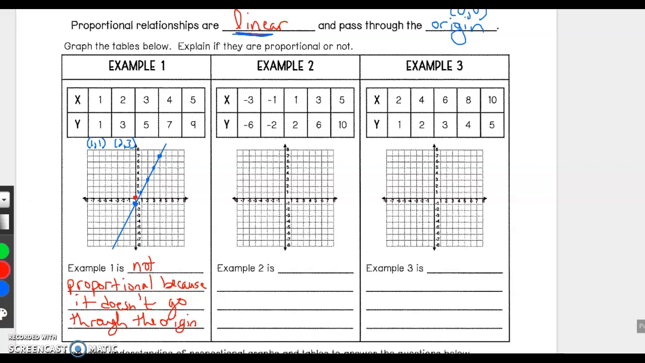So we have -3, -6. We have -1, -2. We have 1, 2. And 3, 6. And 5, oh, it's going to be off the board. All right. I draw a line through this one.